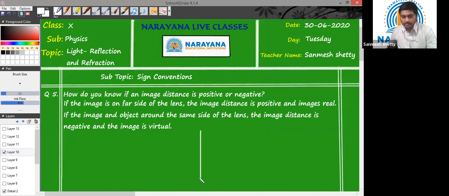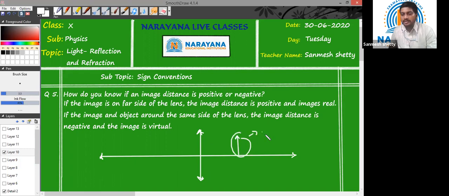For example, let us say this is my lens. It can be anything, whether concave or convex. In case of concave lens, obviously the image is not going to form on this side. Let us say it is some other lens. Now, if the image is formed on the far side of the lens, for example, here, then we say that the image distance is positive and the image is real. Image distance is positive and the image is real if it is formed on the far side, because you can call this the positive x-axis.